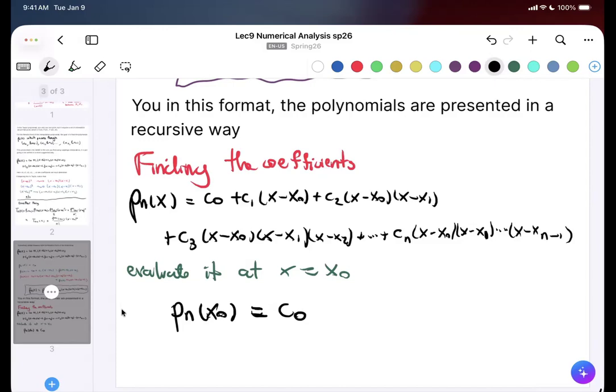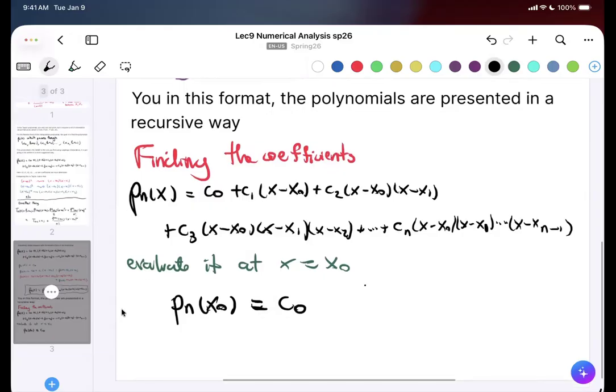Now, this polynomial already exists, just to make it clear. You can find it in many different ways. It is the same, for example, that you find with Lagrange interpolation. So this polynomial already is out there. We're just rewriting it in a different way. So we already know what this Pn of x0 is, because this is supposed to be an interpolation polynomial. So it is supposed to pass through this data point x0 comma y0.